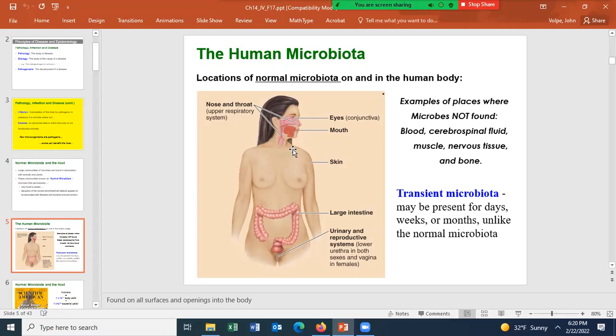Okay. The skin, the eyes, the mouth, the nose, the throat, the gastrointestinal system, and then the lower urinary and reproductive systems, meaning the urethra in both males and females, are colonized by the normal microbiota. The normal microbiota is not normally found internally, such as in the blood, the cerebrospinal fluid, and the bones.